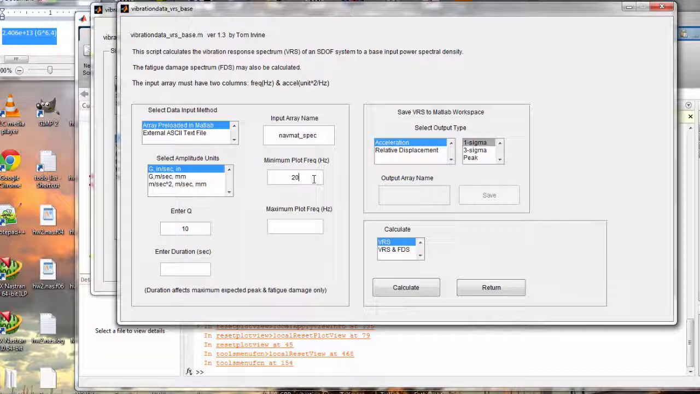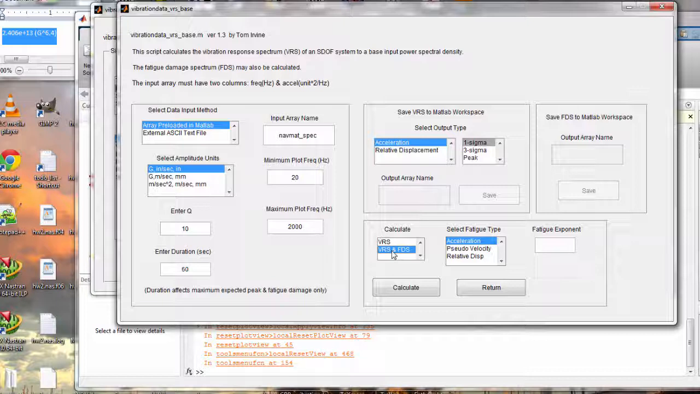We're going to go from 20 to 2000 Hertz. English units, Q is equal to 10, 60 seconds long. We're going to calculate both the vibration response spectrum and the FDS, fatigue damage spectrum. We need our fatigue exponent 6.4, and we're going to do that based on the acceleration. Let's go ahead and calculate, see what we get.